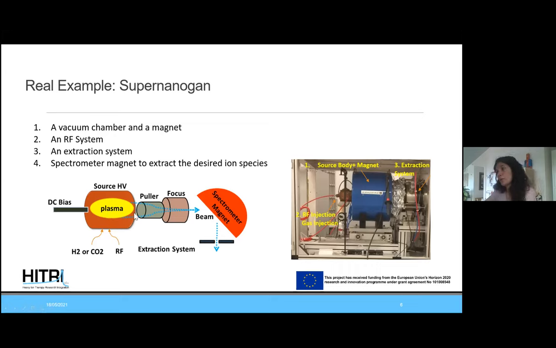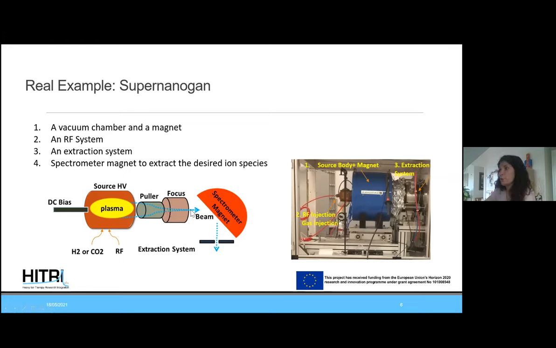And once you have your plasma state, within that plasma you will have the required ions, which you are going to extract. This you do via an extraction voltage, a high extraction voltage. For the Supernanogun, this is done by a cooler, which is put at around 2 kilovolt, and then you already have a first focusing element for your beam.